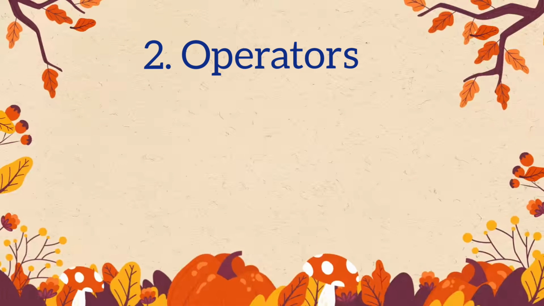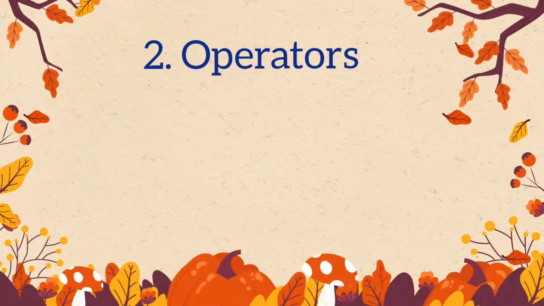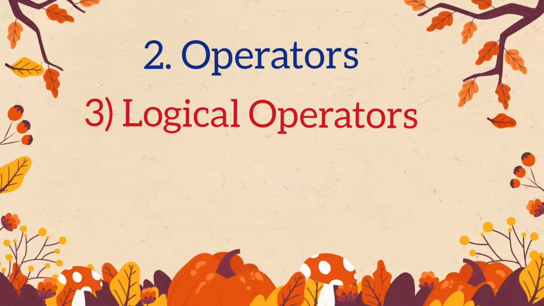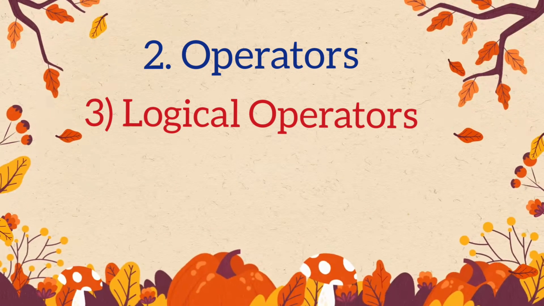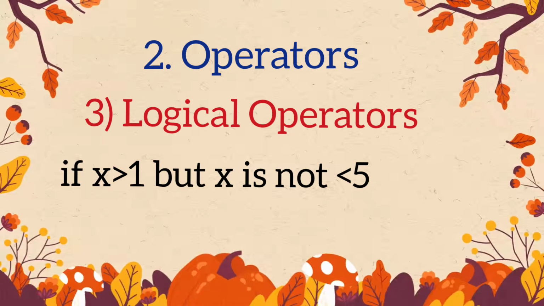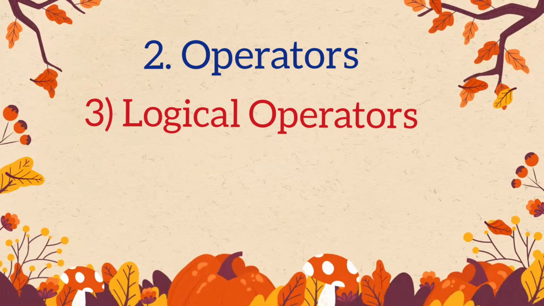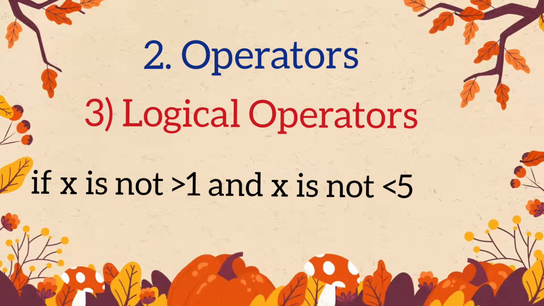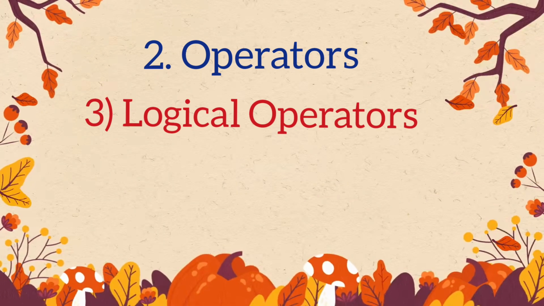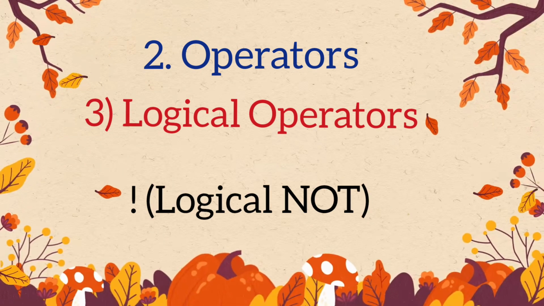For example, suppose it is given if x greater than 1 or x less than 5, like I said in the previous example, but here we are writing or. Then what will happen, even if you write, suppose you wrote x equal to 3, then also it will be correct. But if suppose x greater than 1 but x is not less than 5, still also it will be correct, because any one of the condition is getting satisfied. But if x not greater than 1 and x not less than 5, then only the overall statement will be false, otherwise not.